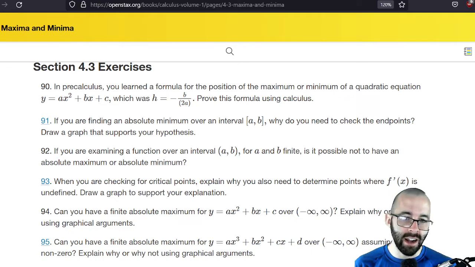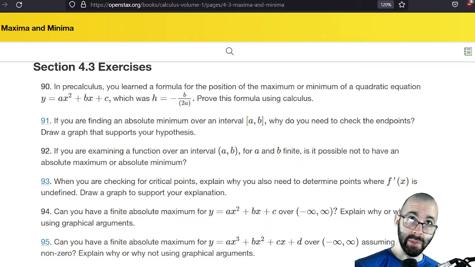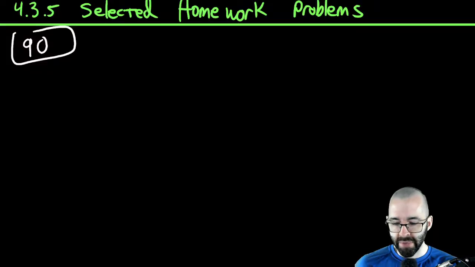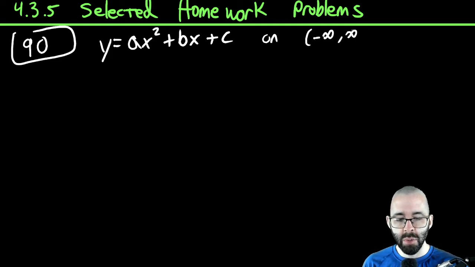that can only occur at the endpoints or at critical points for a continuous function. Or even for a non-continuous function, it just might not exist. So for this one, let's just find the endpoints and find the critical points. So y equals ax squared plus bx plus c. Again, the candidates are going to be at the endpoints, but what is our domain here? Our domain is negative infinity to positive infinity.